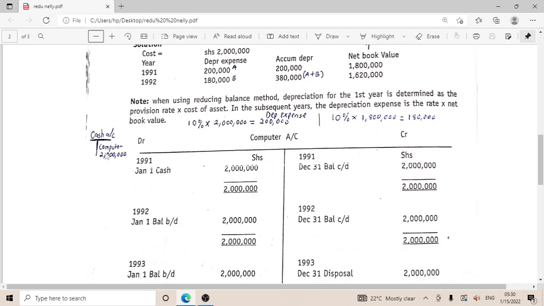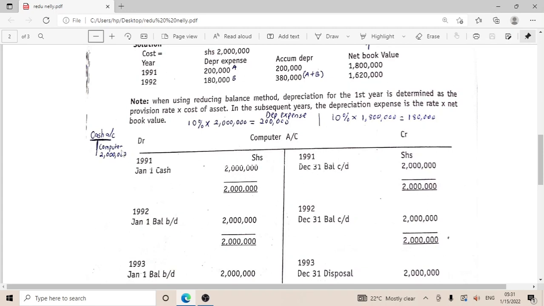You go to the debit side of the computer account to complete double entry, and you say 1991 January 1st you paid cash to purchase the computer, which is the asset. So you paid cash of 2 million.